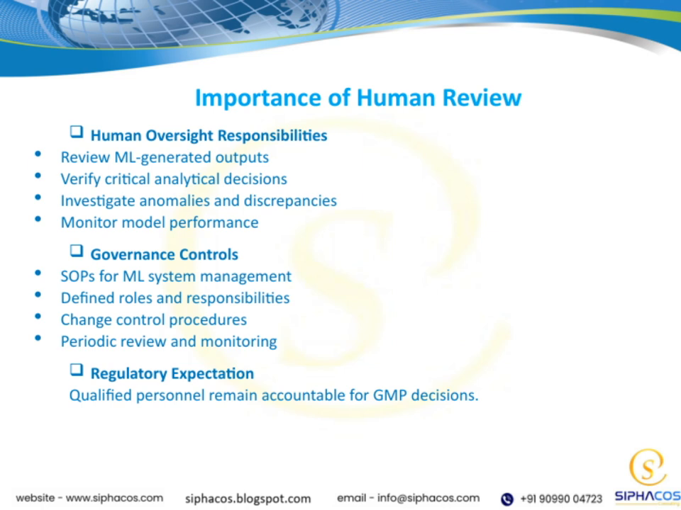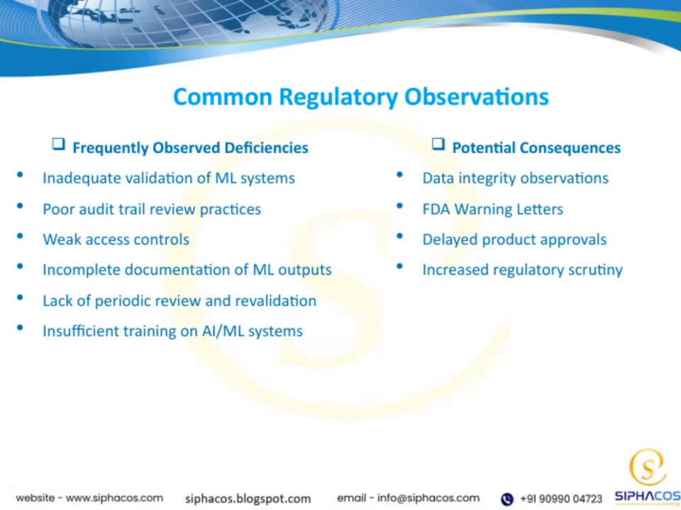Now, on the regulatory side, it's important to remember that qualified personnel remain accountable for GMP decisions. No matter how advanced our systems are, human oversight and responsibility are fundamental. This aligns with the overall theme of ensuring safety, quality, and compliance through a balanced combination of automation and vigilant human review. Let's take a moment to look at some of the potential consequences if these issues with data integrity and regulatory compliance are not properly addressed.